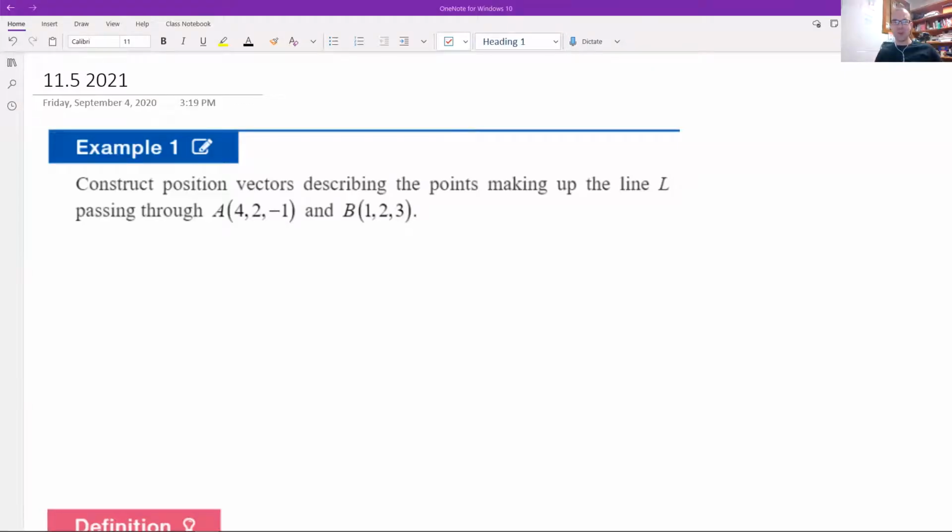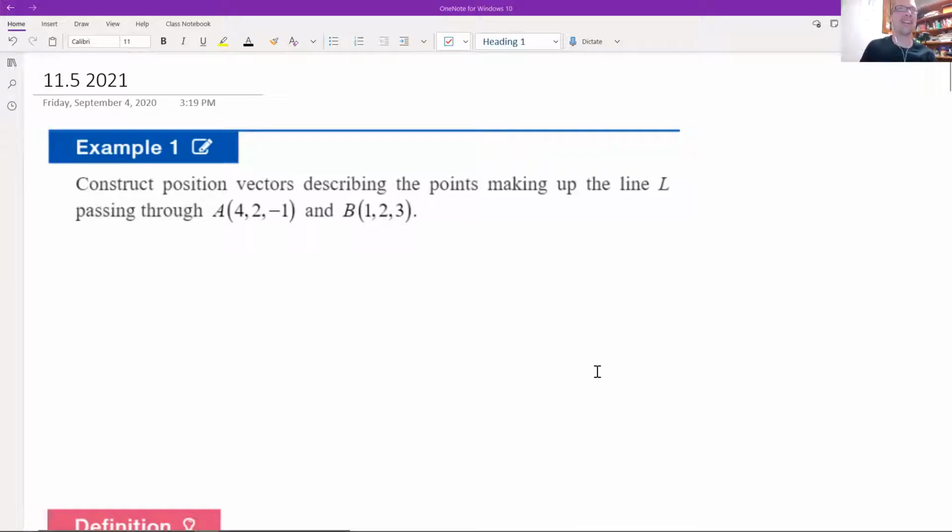Hi, everyone. We're on to section 11.5. So we're going to be talking about lines and planes embedded within three-dimensional space. And we have 11 examples to get through today. So we're going to get right into it.